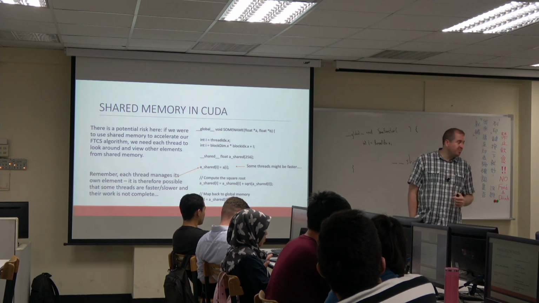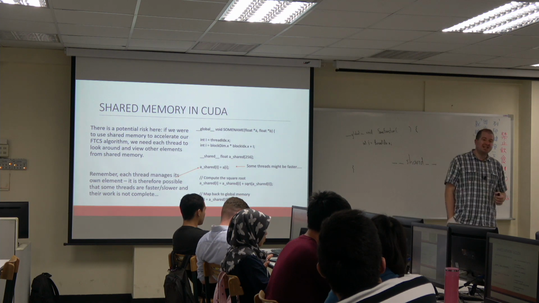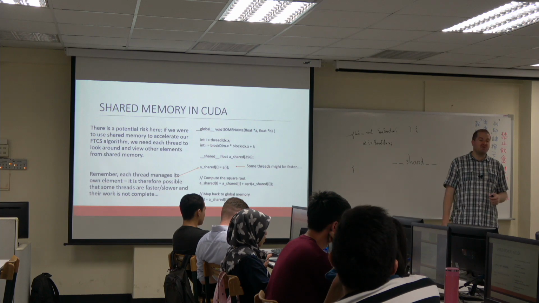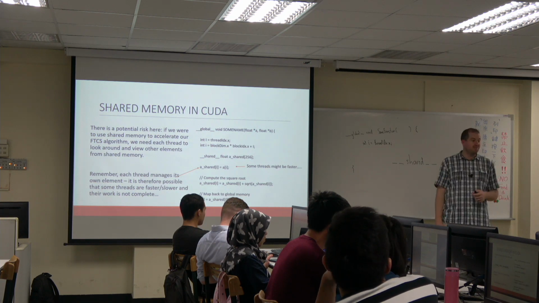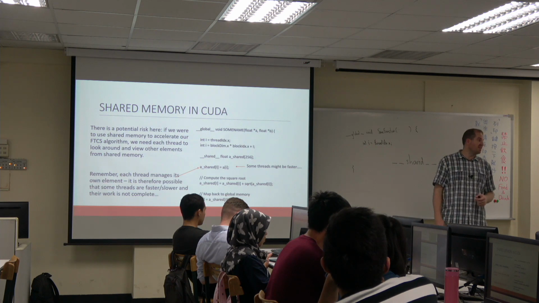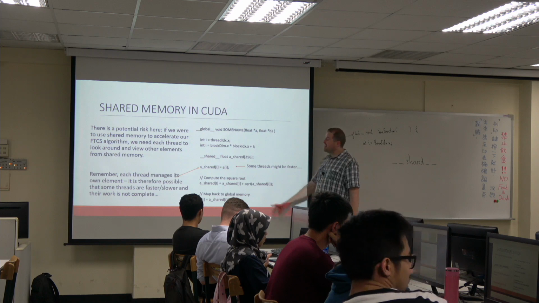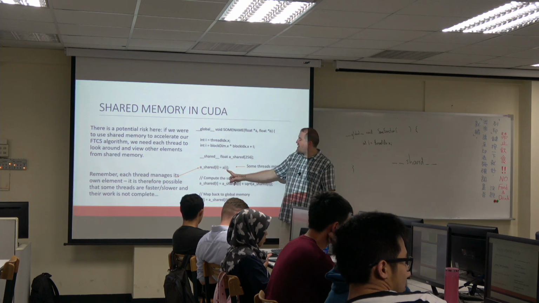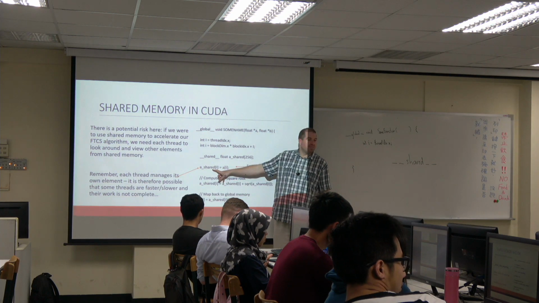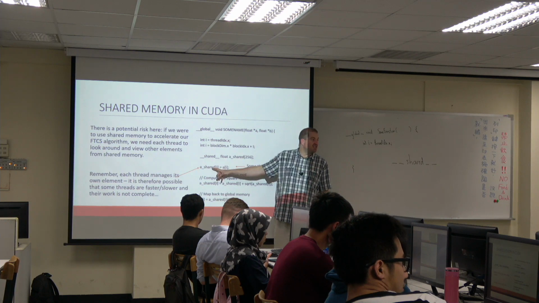If you have a crap GPU that has 32 SPs in each SMP, that means if you have 256 threads, you've got bad news. Some of those threads are going to finish a lot earlier than other threads. What does this mean for us? In this step here, we copy A shared I into A shared big I. Some threads will finish this work before other threads do.